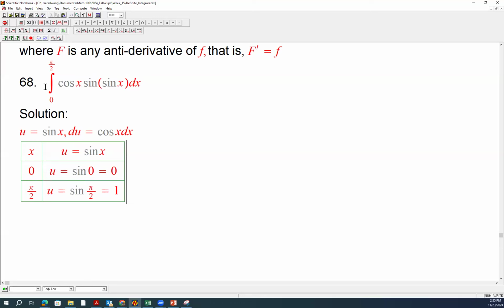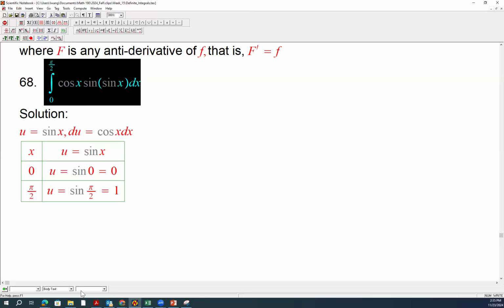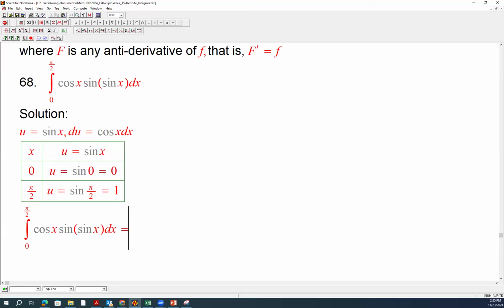Okay, so we're going to carry out the substitution. We have to do 3 things in one step. First, I'm going to substitute this part. That becomes sine of u, because sine x is u. So sine of sine x is sine u. Then cosine x times dx, that's du.